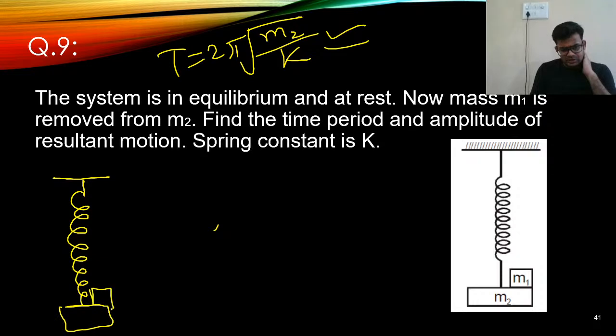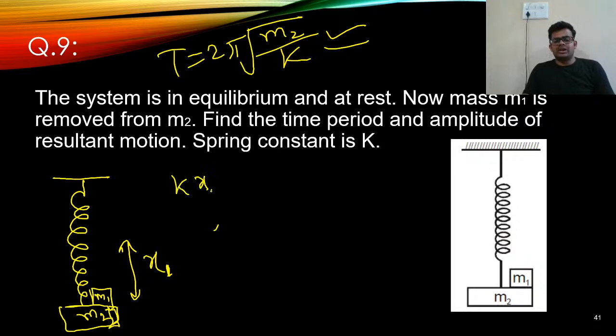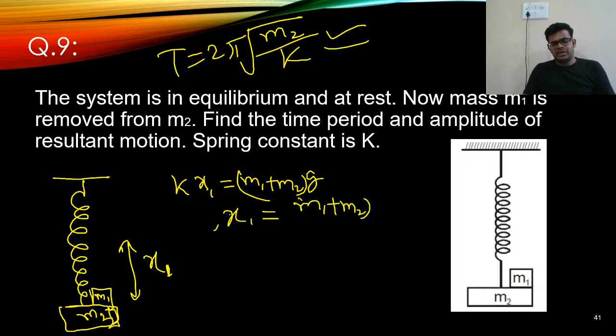Initially it is here. So this block is M1. This block is M2. So M1 and M2 both are here. So what is the extension? Let's say the initial extension is X1. So I will write kx1 is equal to (m1 plus m2) into g. Equilibrium, no? So both the forces will be equal. So x1, the initial extension, will be (m1 plus m2) into g divided by k. So this is the initial extension of the spring.